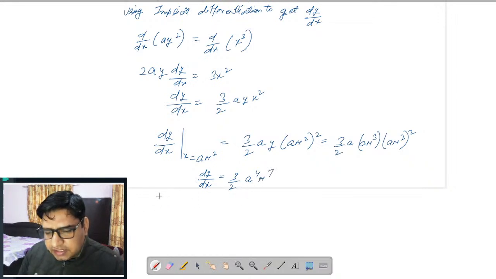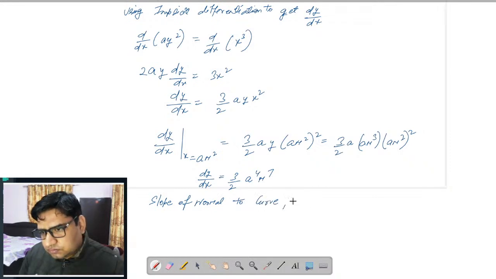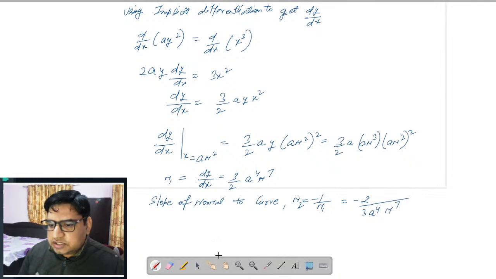Okay, and slope of normal to the curve is m equal to -1 upon m1. If this is m1, so that will be -2 upon 3a to the power 4 m to the power 7. So that is the slope of normal to the curve.